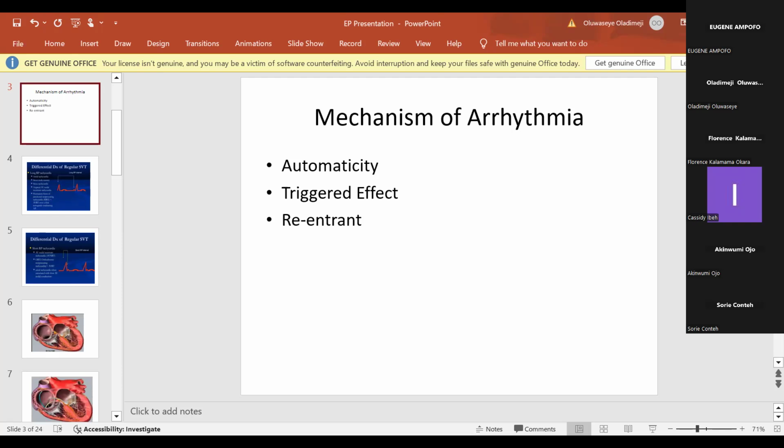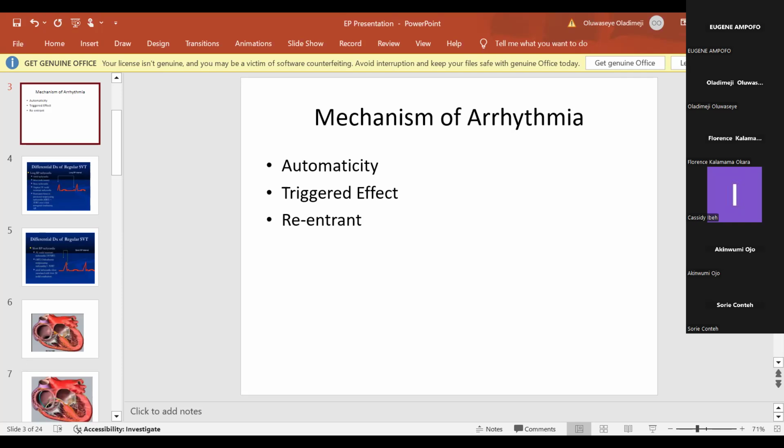Now, this increased automaticity can happen even within the tissue of the SA node or outside the SA node. That means any area in the heart. It's usually a single focus. It would conduct through any conductive segment of the heart faster than the pacemaker of the heart. That can be identified during an EP.